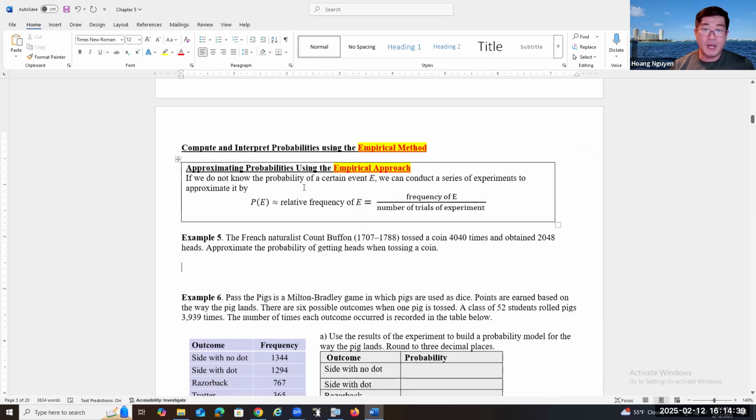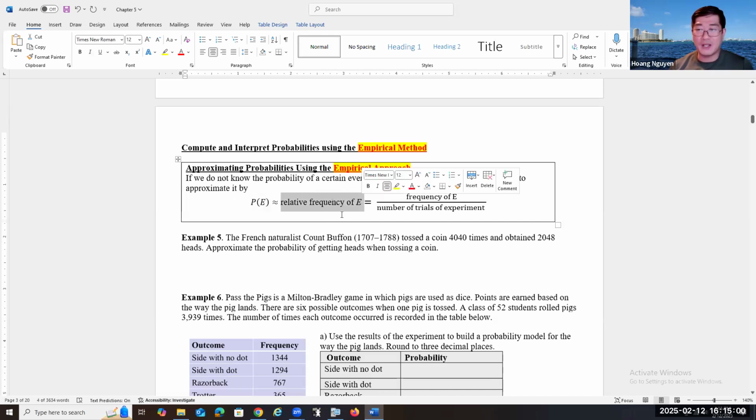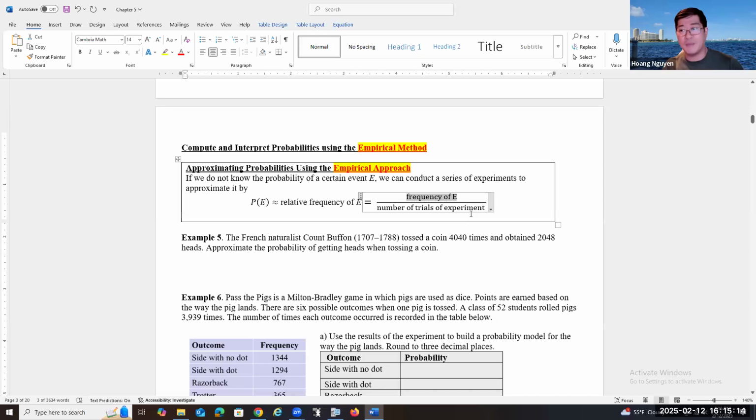If we do not know the probability of a certain event, we might conduct a series of experiments to approximate it. Then the probability of event E will be approximately equal to the relative frequency of event E. You can remember how we calculate the relative frequency from chapter 2, right? The relative frequency of event E is equal to the frequency of that event E divided by the number of trials of the experiment. So how many times we repeat that experiment, and among that many times, how many times the event E occurs. That's the calculation of the relative frequency that can help us approximate the probability of event E.